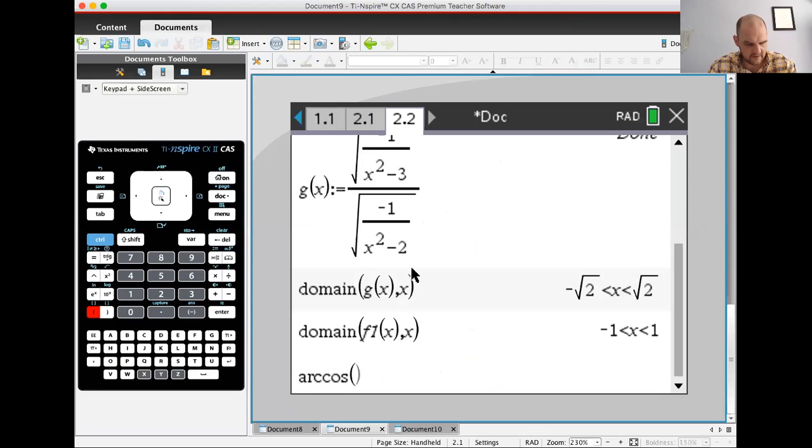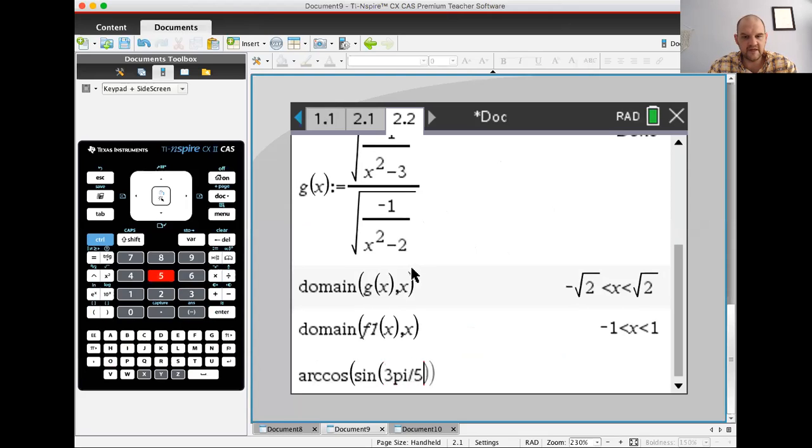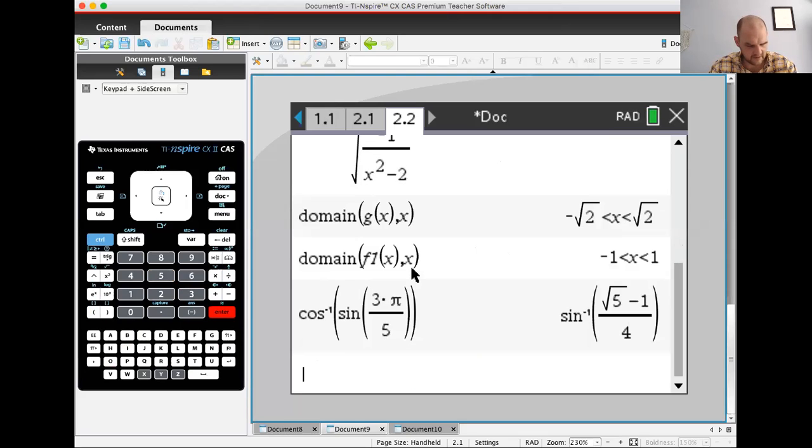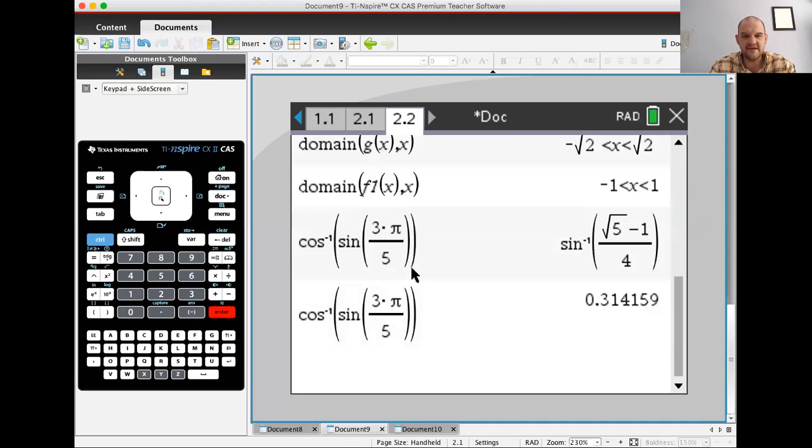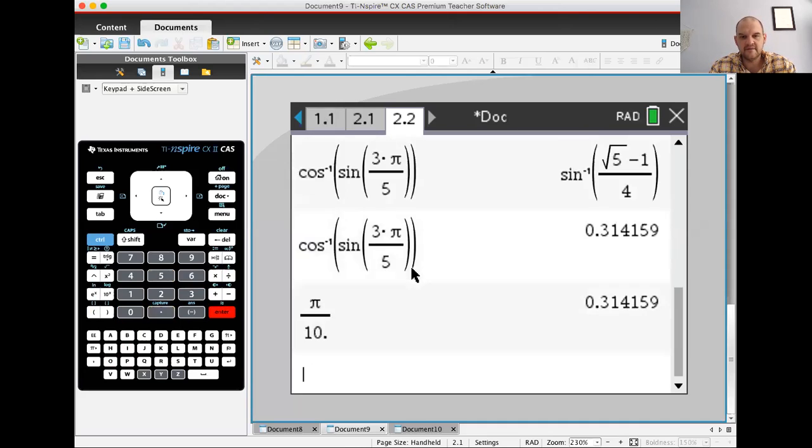Arc cosine of the sine of 3 pi over 5. You've got to be in radians. Oh God, okay. So what is that? What is pi over 10? All right, I mean, we got it. I don't know what the calculator is doing there, like at all. Oh, actually, I kind of do.